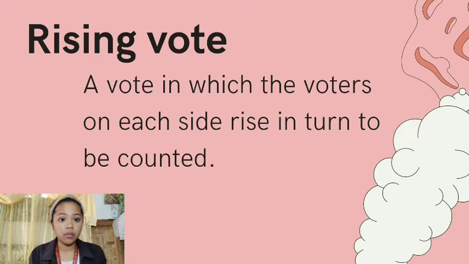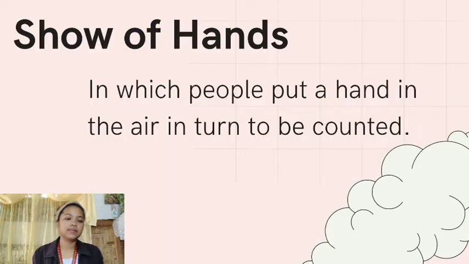The last regular method is the show of hands, in which people put a hand in the air in turn to be counted. This is to indicate that they want something or agree with something. For example, who wants a piece of cake? Let me see a show of hands.